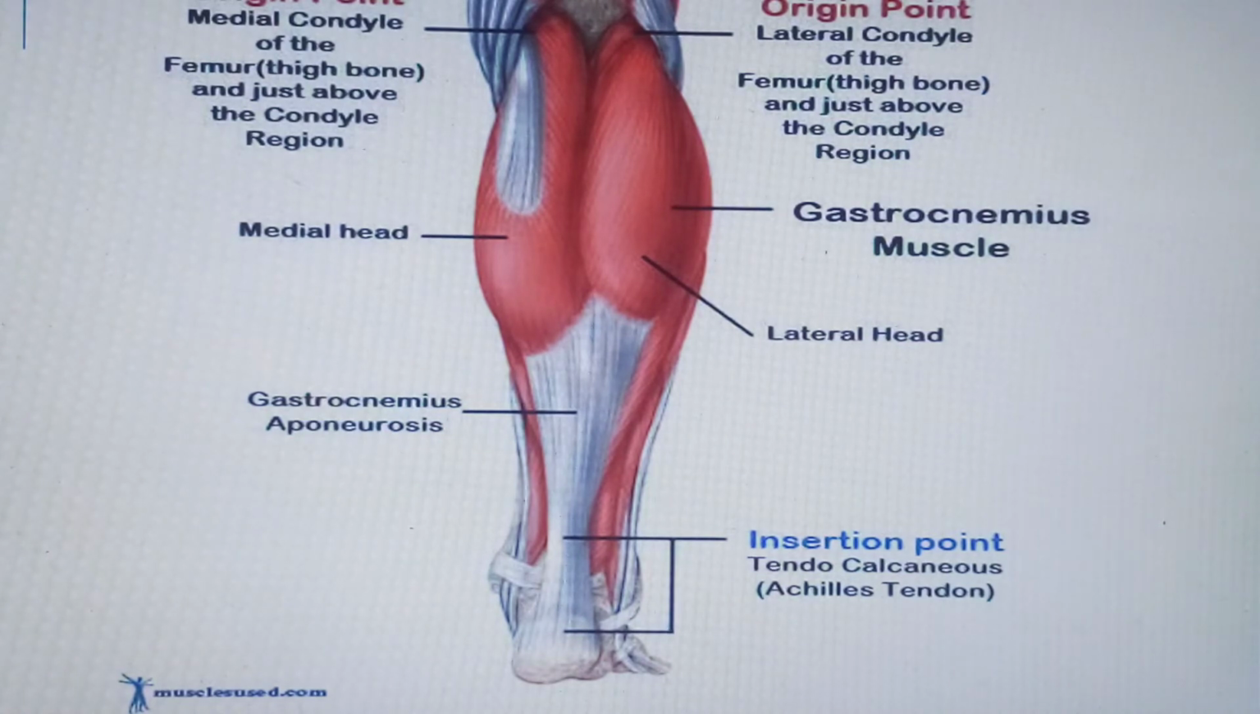As I told you, if we take a transverse section, this is the most superficial muscle, and it helps in plantar flexion, as we've already indicated, and it may also assist in some flexion at the knee joint. So that's one for you.